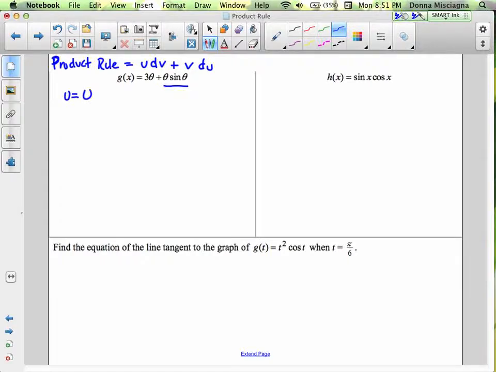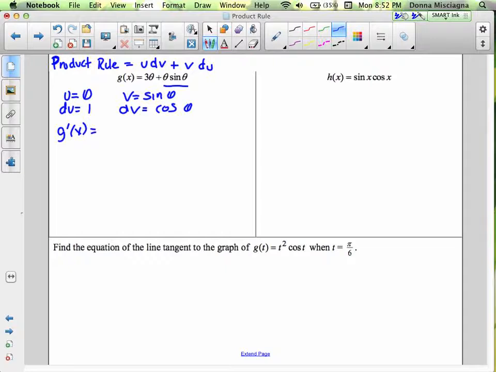The first one is theta, that is a variable like an x. And then we have sine theta. So we do have two functions there, a product of functions. So the derivative of theta is just 1, just like the derivative of x would be 1. And the derivative of sine theta is cosine theta. So now we can take the derivative.